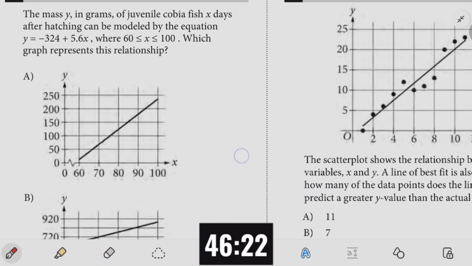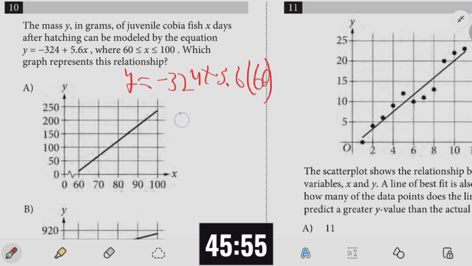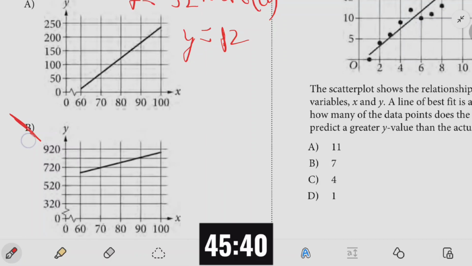The mass y in grams of a juvenile fish x days after hatching can be modeled by the equation. Which graph represents this relationship? Shoot, well, we're starting with 60 here. Okay, well, we start with 60 and we'll just plug it in. Let's not try too hard. Plus 5.6. y is equal to 5.6 times 60 minus 324, 12. That's the y-intercept. No. We're starting at 60.